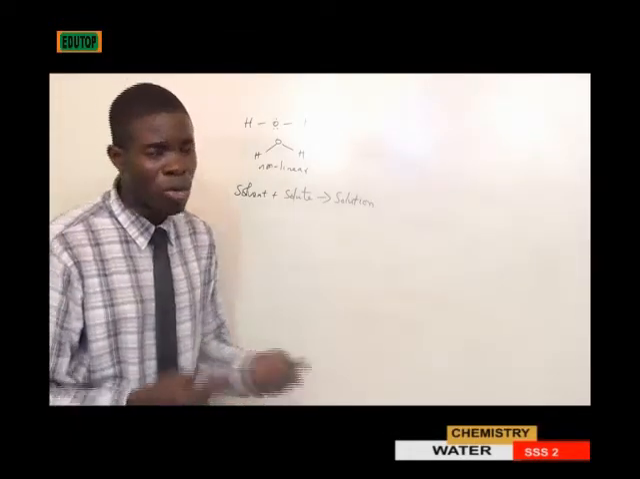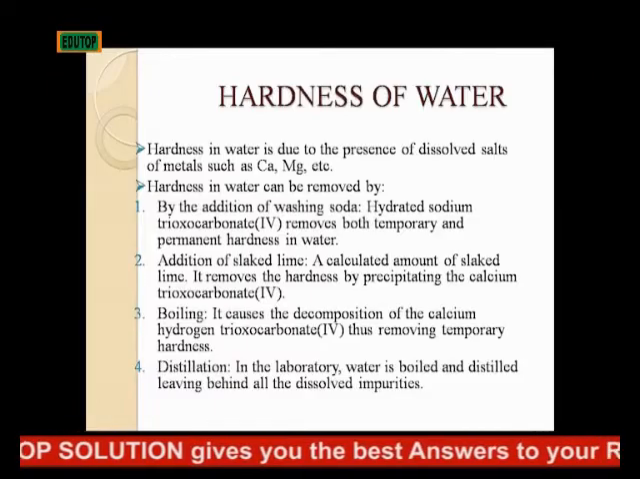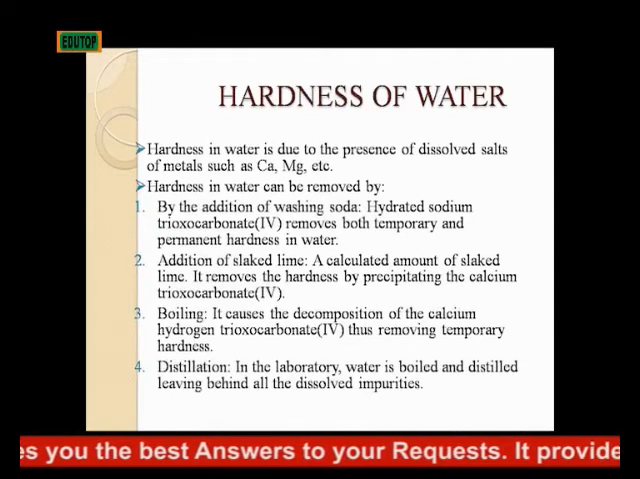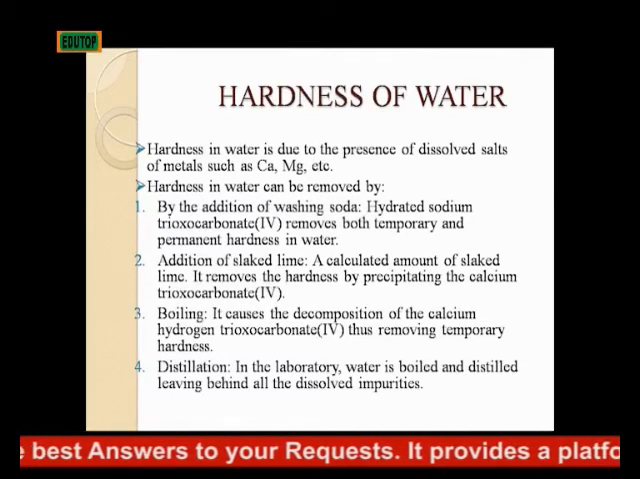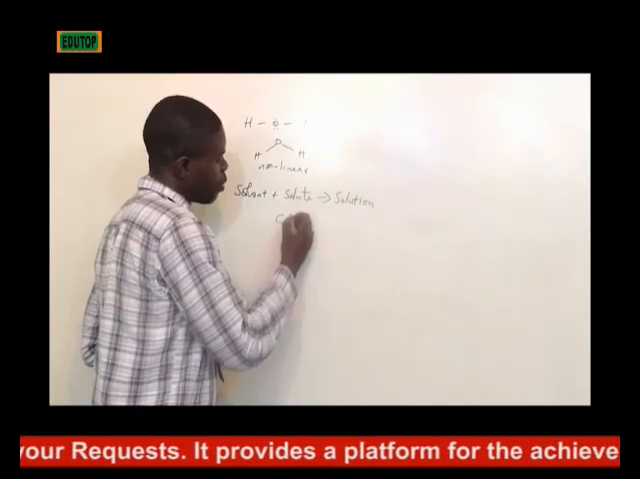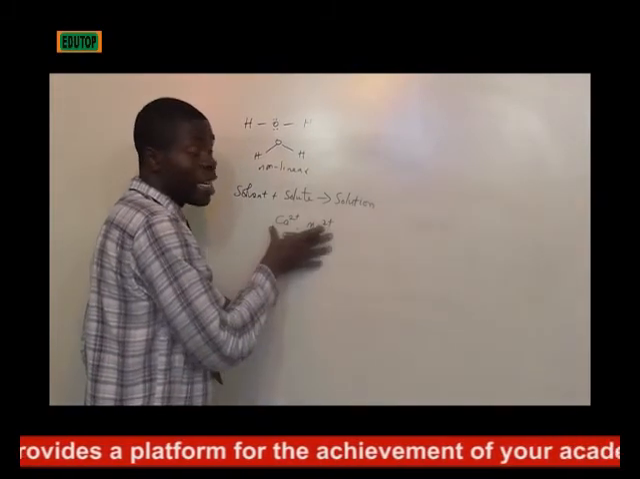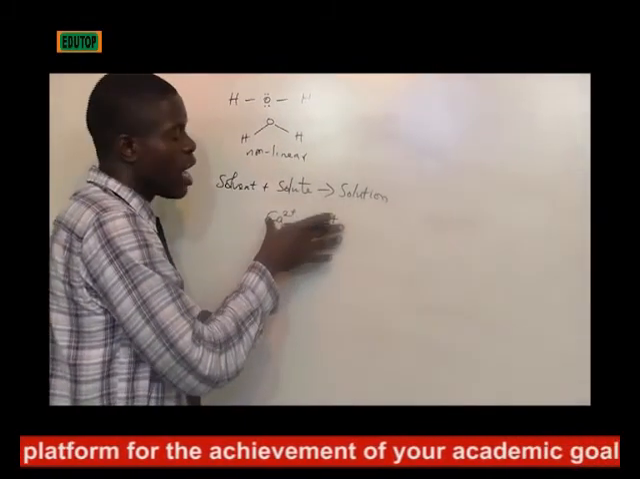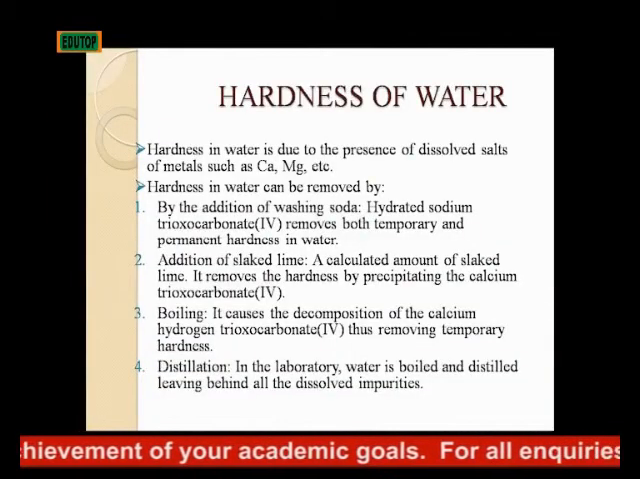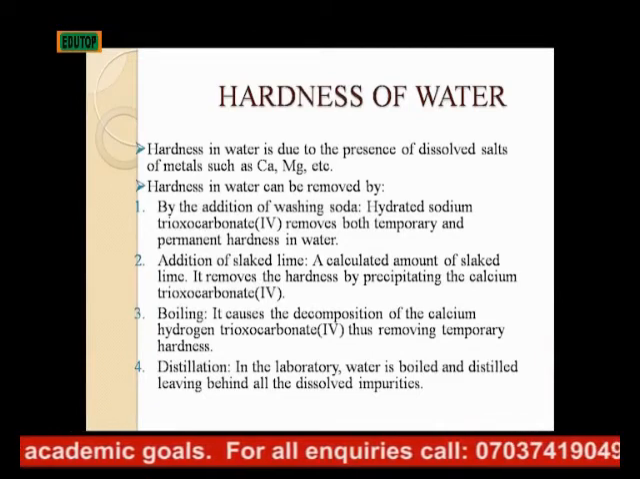Hardness of water. What do we understand by hardness of water? Hardness in water is due to the presence of dissolved salt of metal such as calcium and magnesium. Calcium 2+, magnesium 2+. These are the ions that account for the hardness in water. How can the hardness in water be removed? Hardness in water can be removed by 1.